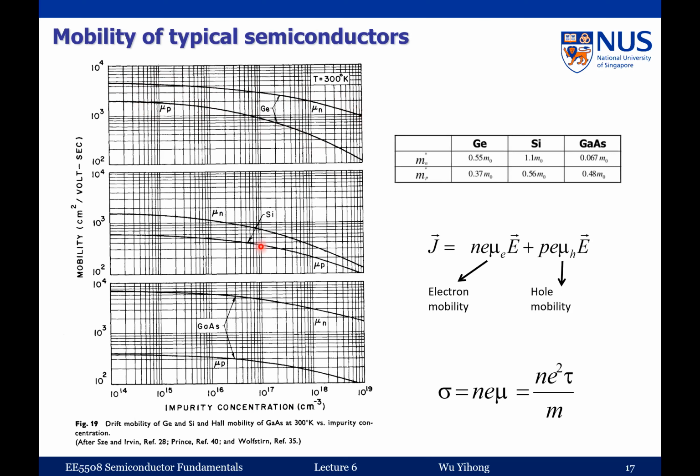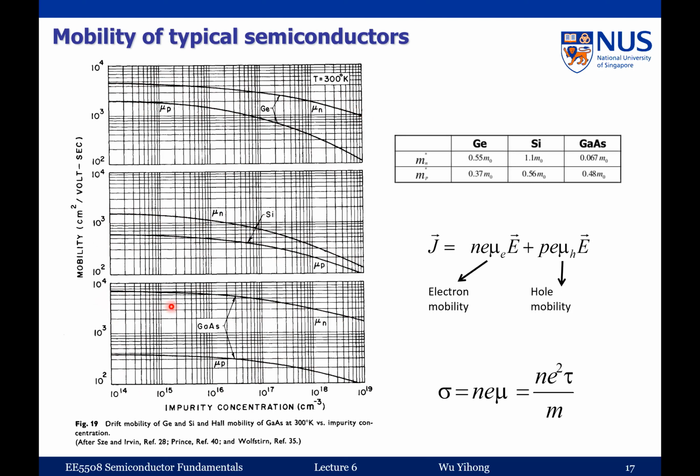And then silicon: you can see that this is electron mobility, and this is hole mobility. The mobility is smaller than that of germanium. And then for gallium arsenide, you can see this electron mobility is much higher than that of silicon and germanium, okay? And of course, hole mobility, again, is smaller.